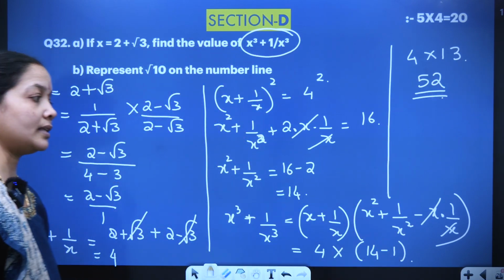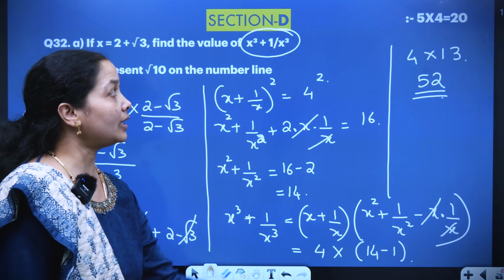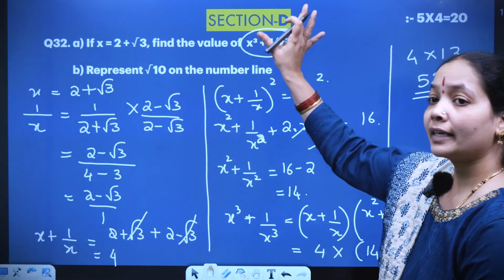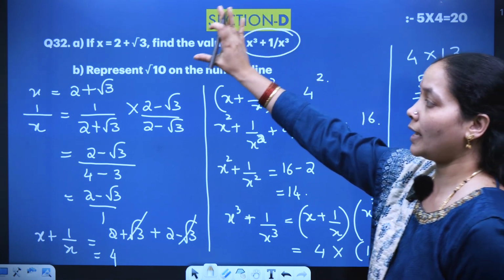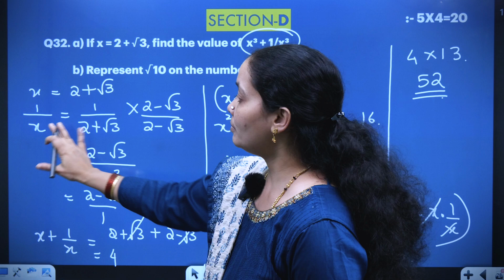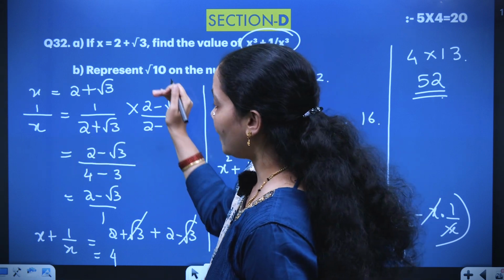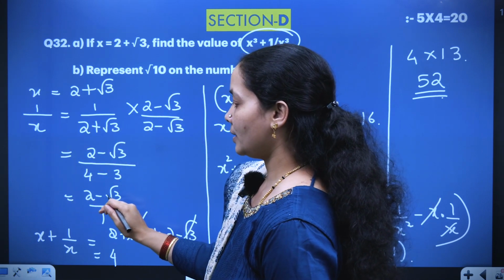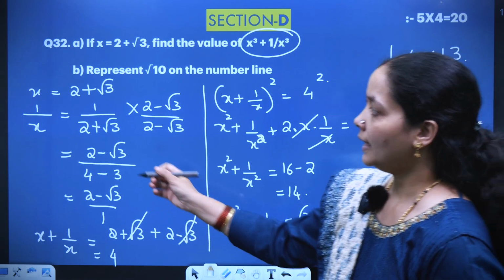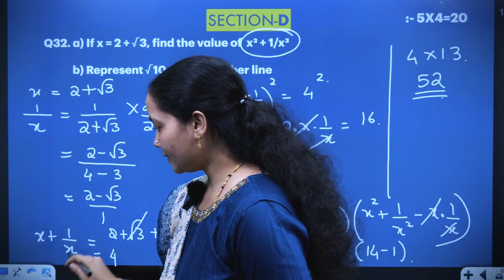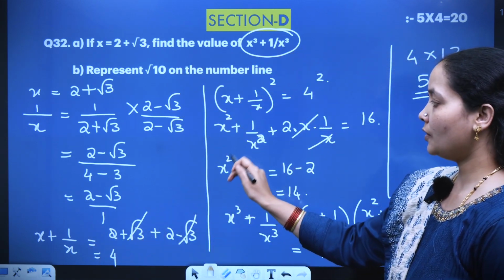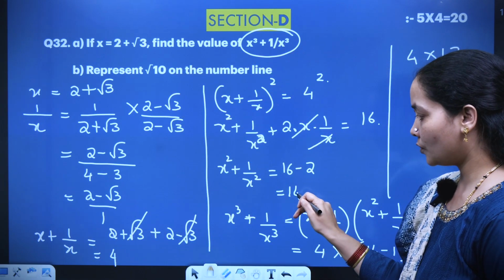In this question, I have to find the value of x cube plus 1 by x cube, but rather than directly going to this formula, I am taking the x value first, then finding 1 by x, which we have to rationalize. After I rationalized, I got the value of 1 by x as 2 minus root 3. Then I added x and 1 by x and got the value 4. Then I squared it and got the value of x square plus 1 by x square as 14.